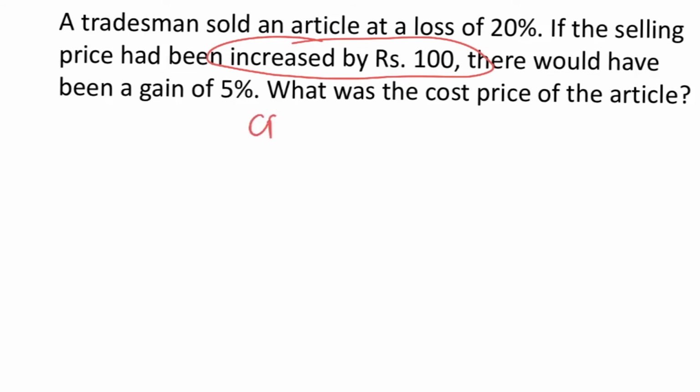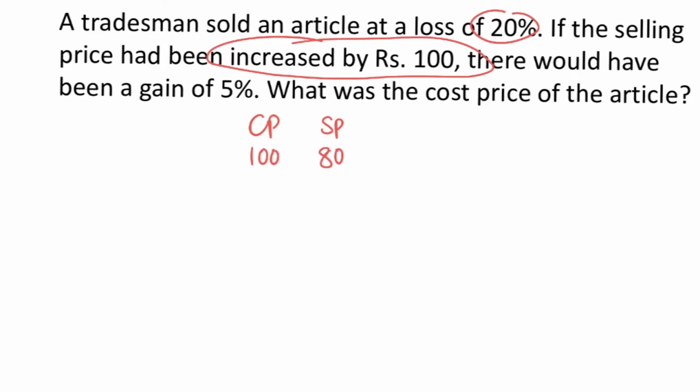Assume cost price as 100 rupees. How much will the selling price become? He sold at a loss of 20%, which means he sold at 80% only. He purchased at 100 rupees, sold at 80 rupees, so there is a loss of 20. If the selling price is increased, there would have been a gain of 5%.